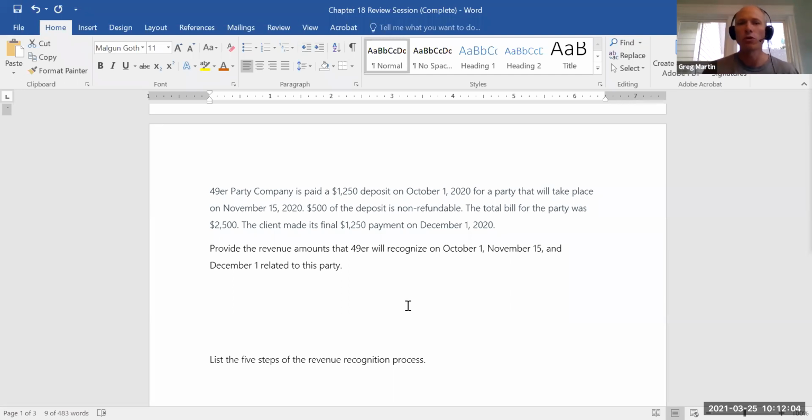Okay. So we recognize revenue when the performance obligation is complete. And the performance obligation is worth 2,500. So how much should we recognize on October 1st when none of the performance obligation has been completed? Yeah, 0, right? How about on November 15th when the performance obligation has now been complete? How much should we recognize?